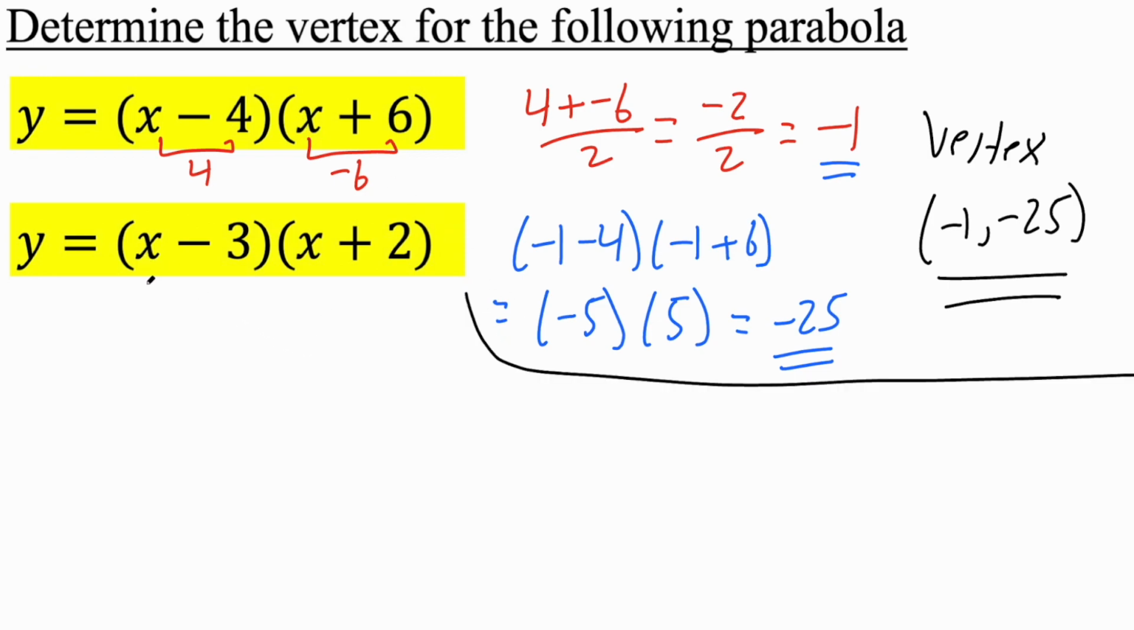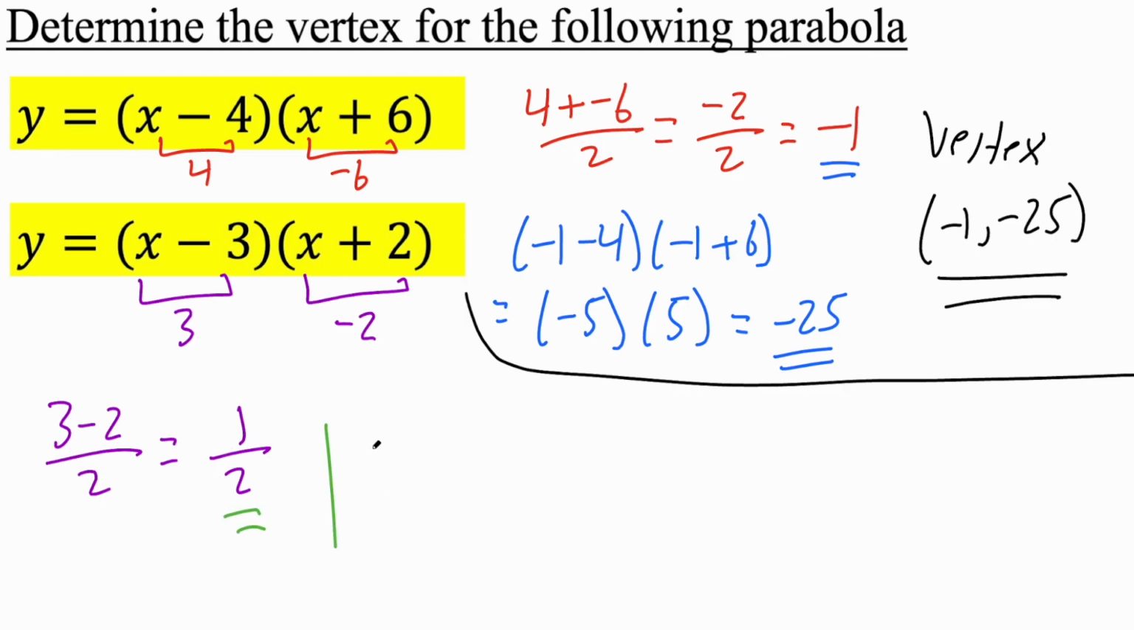And now we're going to get the second problem. So again, what value makes this 0? So 3. What value makes this 0? So -2. Let's average them. So we have 3 minus 2 divided by 2. 3 minus 2 is 1. Divided by 2 is a half. So the x value is 0.5.